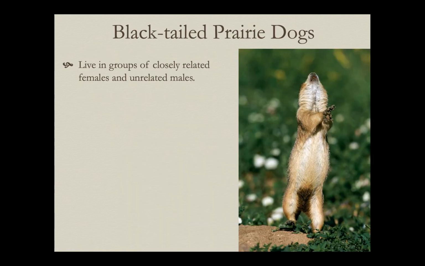Well, now let's talk about an example where we're not talking about the production of extra young, but saving a certain number of relatives from death. So here's an example of black-tailed prairie dogs.